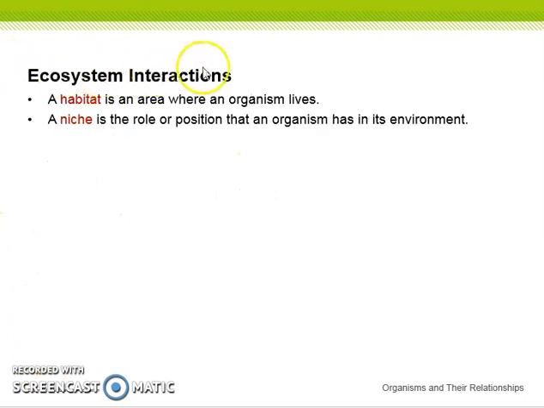Continuing on with how ecosystems interact with each other, a habitat is an area where an organism lives. So, if I was the organism, Mrs. Lewis, my habitat is my home. A niche is the role or position that an organism has in its environment. So in my environment, I'm like the boss, I'm the mom.